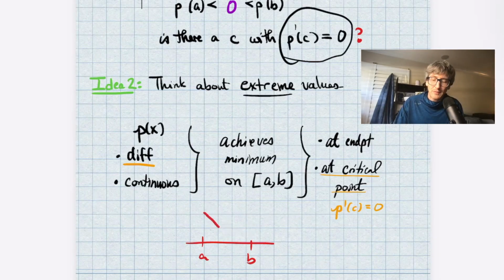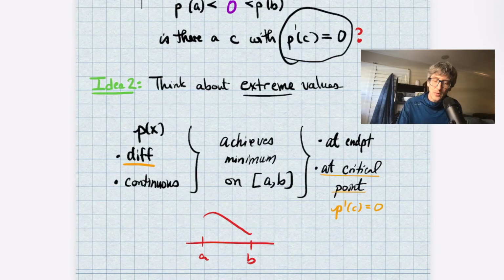Here's another example of a function that's not differentiable but still does achieve its minimum at some critical point where the derivative is not defined. Finally, here's an example where it achieves its minimum at an endpoint. So what do we know about our function? Well, we know it's a differentiable function.